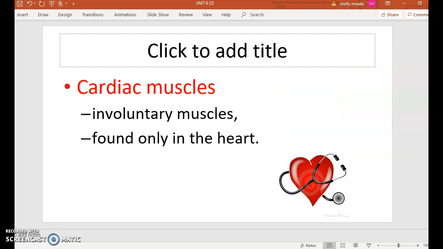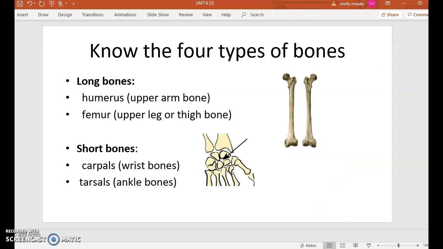Cardiac muscle is what it sounds like. It's the muscle in the heart, and it's only found in the heart. So that was the muscles.